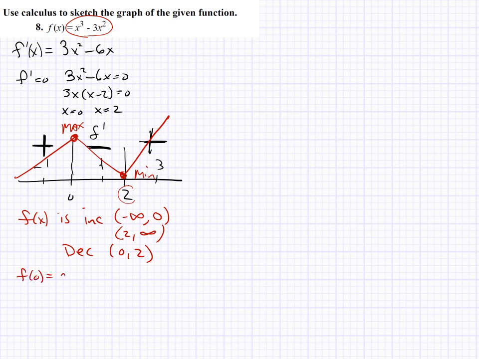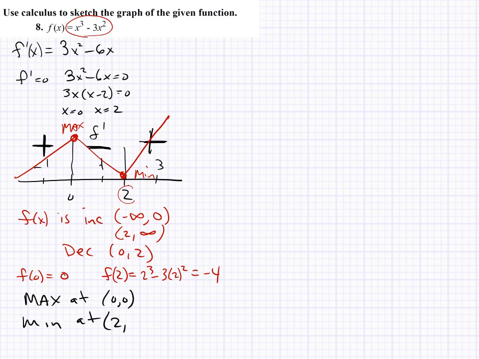F of 0 would be 0. And let's find f of 2, which would be 2 cubed minus 3 times 2 squared. So you end up getting 8 minus 12, so -4. So it has a max at (0, 0) and a min at (2, -4).